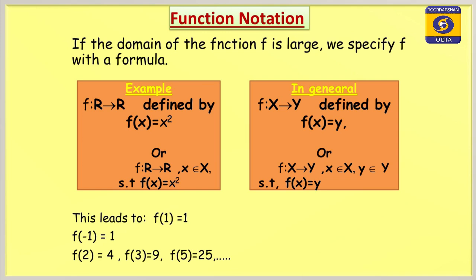Now, as we just discussed on the blackboard, f is a function from R to R defined by f(x) is equal to x square. That is an example in which we have used a formula, and in general the notation of the function is given by f is a function from X to Y such that f(x) is equal to y. So, in case of a large domain we represent the function by a formula, or that is the general notation of writing a function.